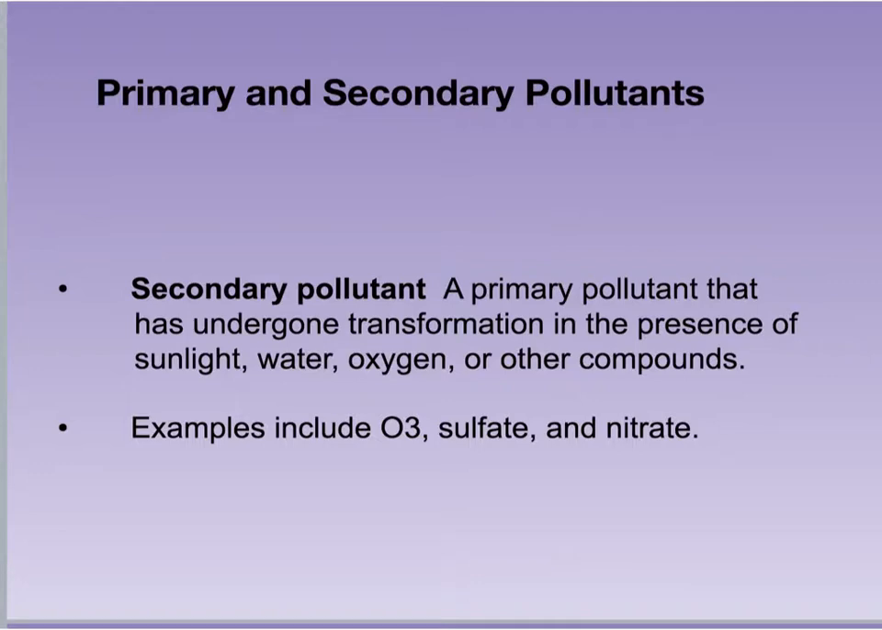So perhaps the best example of this is ozone. It's an example of a secondary pollutant. Ozone is formed in the atmosphere as a result of the emission of a primary air pollutant, NOx or VOCs, in the presence of sunlight. The main components of acid deposition, sulfate, that's SO4 with a -2 charge, and nitrate, which is NO3 with a -1 charge, are also secondary pollutants.